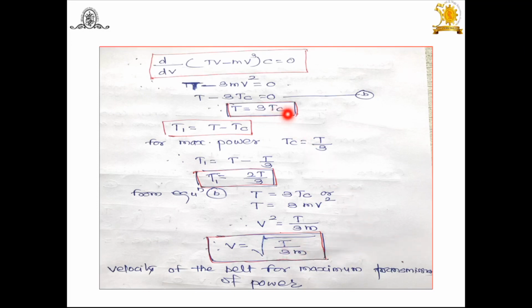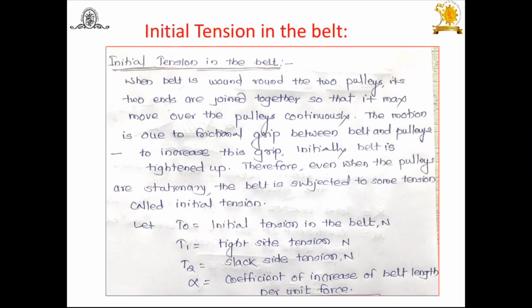That means T is equal to 3Tc, V is equal to under root T by 3m, or T1 is equal to 2T by 3. These are the conditions for maximum power transmission. Then another important point, that is initial tension in the belt drive.